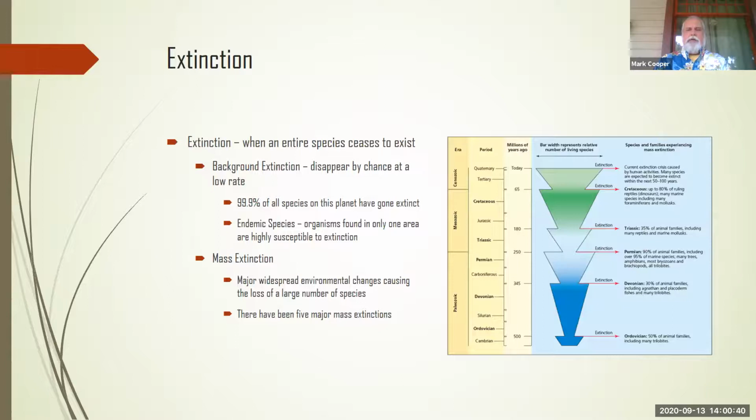All right, and so the last concept here is extinction, and we'll talk about this more, but I just want to mention it here. We have background extinction. Things go extinct all the time. We're never going to stop that, and shouldn't. 99.9% of all the things that have lived on this planet have gone extinct. Humans eventually, I hate to tell you, are going to go extinct.